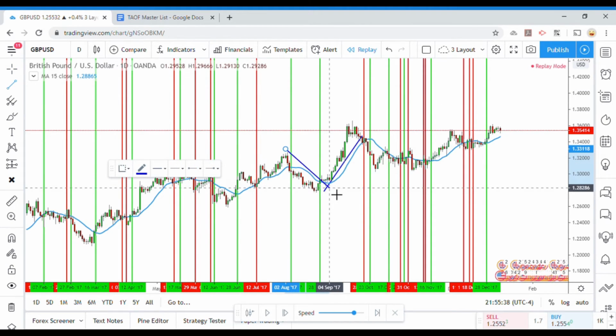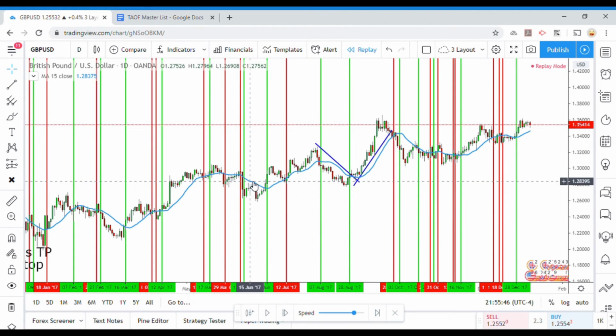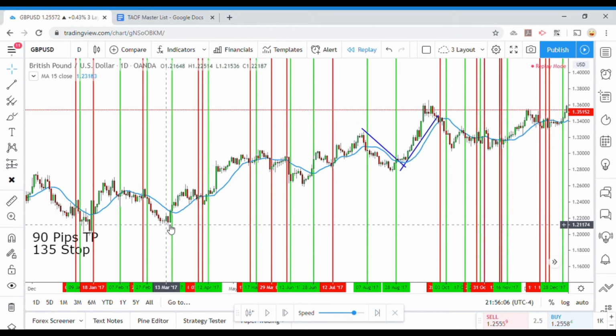Like these kind of trends right here, or these kind of trends right here, because the moving average is just moving so slow. The other thing that I don't like about the moving average for an entry indicator like this is it does not filter out the chop in the market. Of course, if we had a tool to do that, it might filter out some of these bad trades.